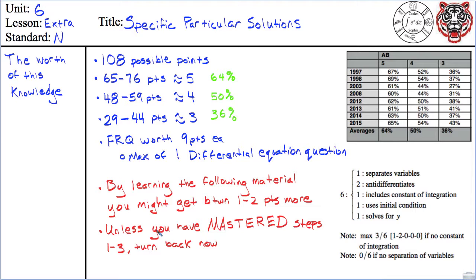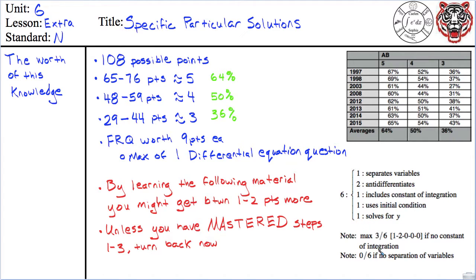So let me restate this. Unless you have mastered steps 1 to 3, and step 1 was separate variables, step 2 was anti-differentiate and include that plus c, and then step 3 is using that additional condition, just plugging in x and y. Unless you've mastered all of those steps, you shouldn't even be watching this video. And what I'm doing right now is I'm teaching you how to get this 1 point right here, how to solve for y. Sometimes this can be 2 points depending on how hard it was.